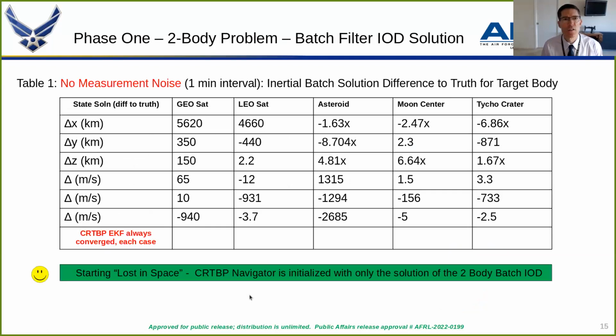Okay, so here's one table that describes the happy results for no measurement noise. We want to do an experiment, no measurement noise, 1 minute interval just to see what's going on, inertial batch solution. And we simply take the difference to truth because we know the truth. We're simulating the truth. So this column here is the geosat object that we navigated off of. This column's LEO, asteroid, Moon Center, and Tycho Crater. Point is that the Kalman filter always converges in each case. So remember, we don't know where we are. We take measurements, at least 10 in this case, maybe 15, and we get these solutions with this initial difference to truth.